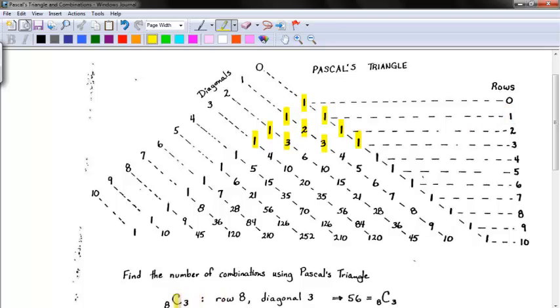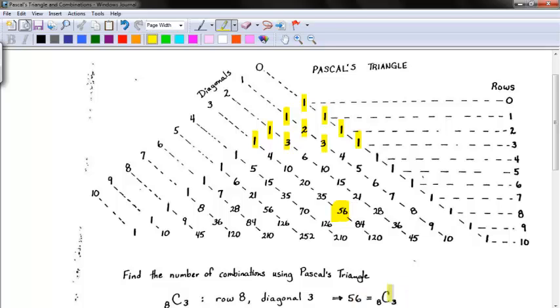So when you look at combinations of 8 elements taken 3 at a time, you go down to row 8. Go diagonal 3 and go across and read that answer. So you're going down and coming across here and read that answer. So within Pascal's triangle, you get all those combinations, which is pretty slick.